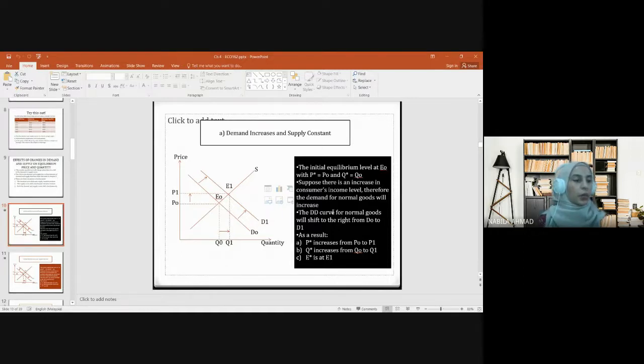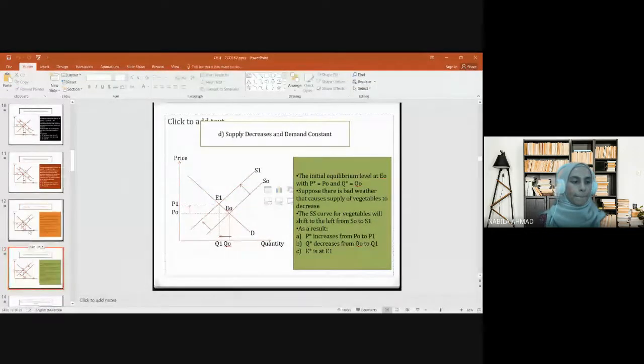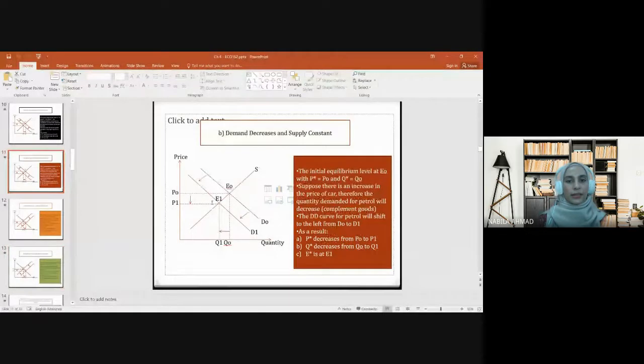Right? So when the price of tea increases, tengok yang satu lagi tu, price of tea increases, demand for coffee increase. So the demand curve will shift to the right. And then explain lah. Okay, after the shift, price increases, quantity increase. Okay, price of car increases, the demand for petrol decrease. Contoh yang ni. Okay, and then explain. The demand curve shift to the left. Okay, price will decrease and quantity will decrease.